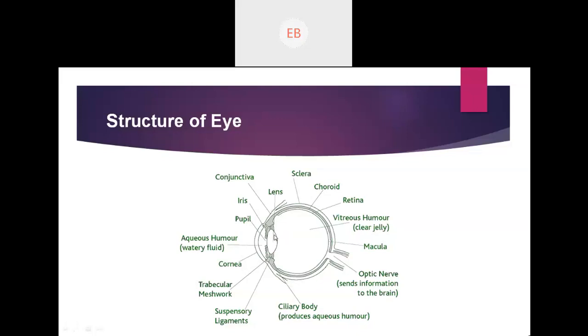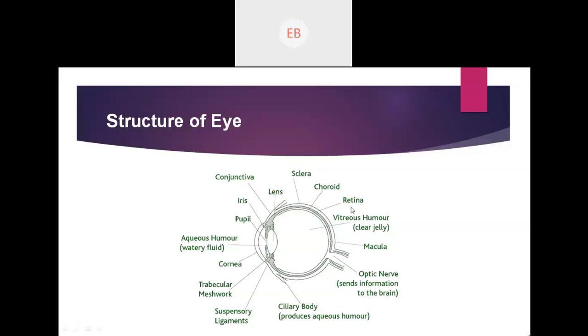Going on to the lens: it consists of layers of fibrous cells. It has 60 to 70% water, 6% fat, and the remaining part is protein. The lens is also slightly yellowish pigmented.